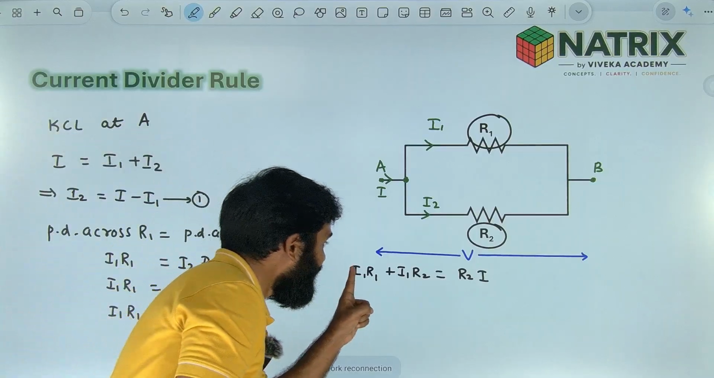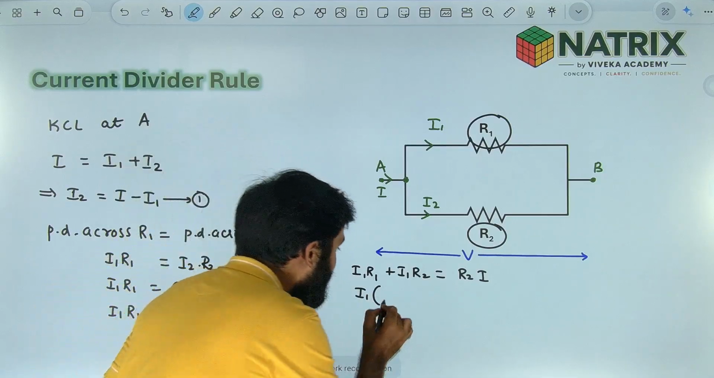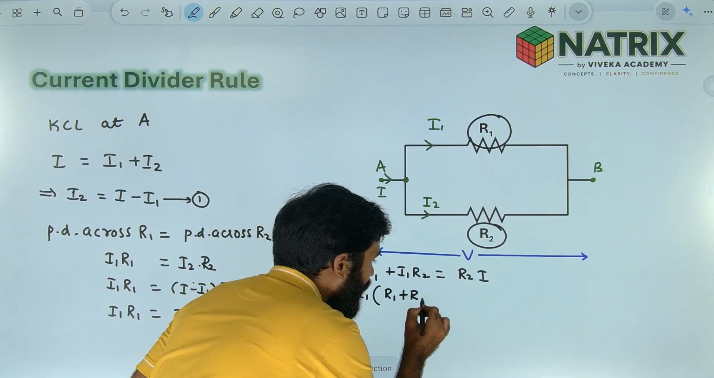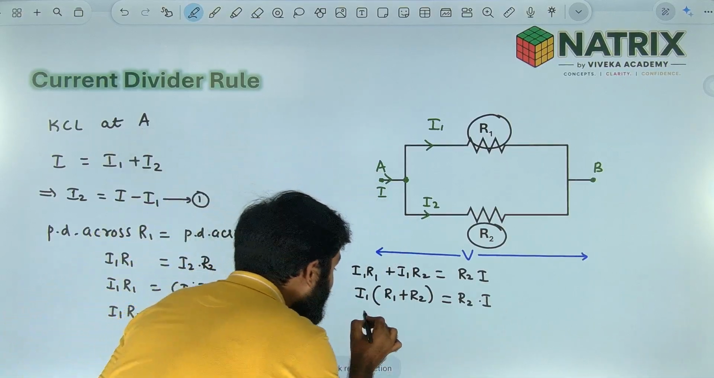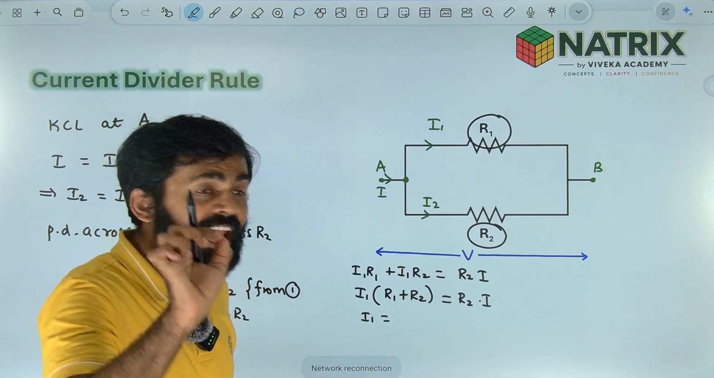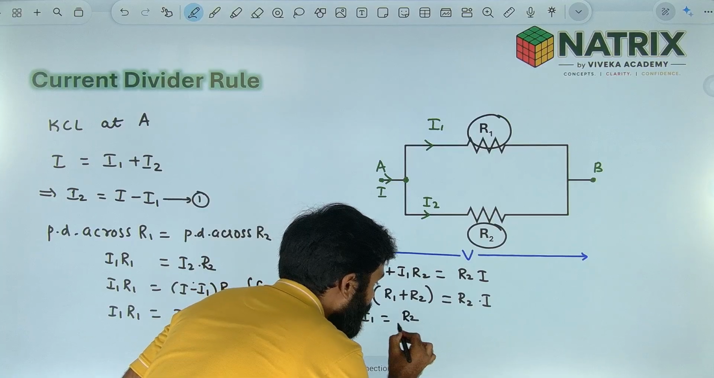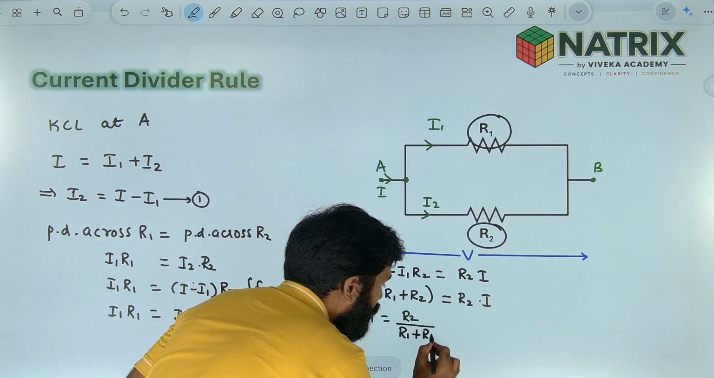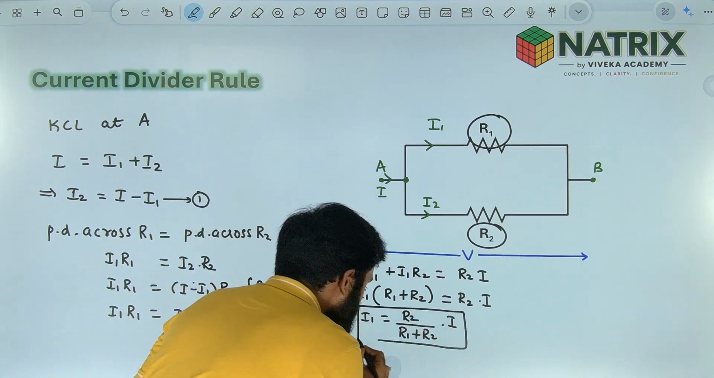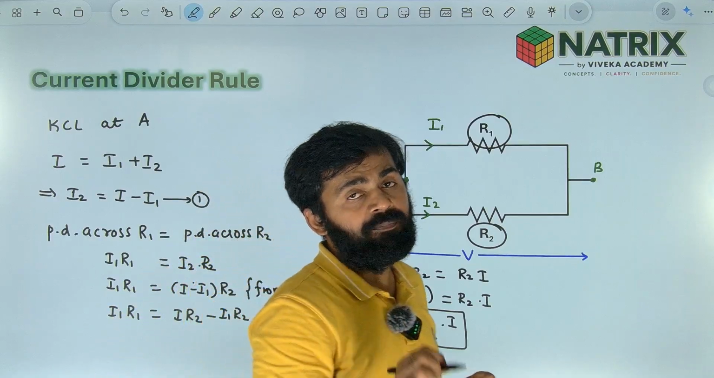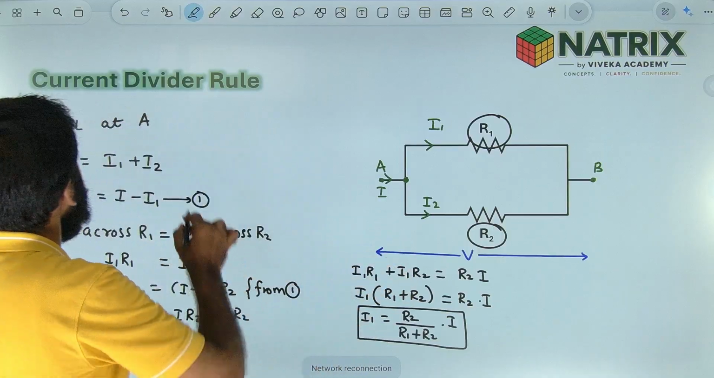Now I can take I1 common in the LHS. If I take I1 common, inside I get R1 plus R2, equals R2 into I. Now what is the expression for I1? Take R1 plus R2 to the RHS and divide. I get R2 divided by R1 plus R2, into I. So now I got my final expression. The expression for I1 is R2 by R1 plus R2 into I.